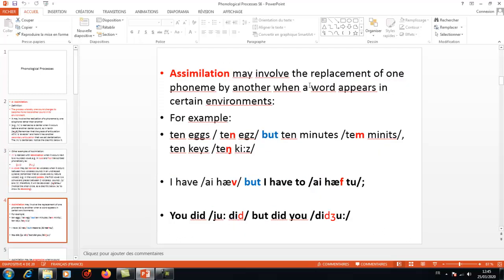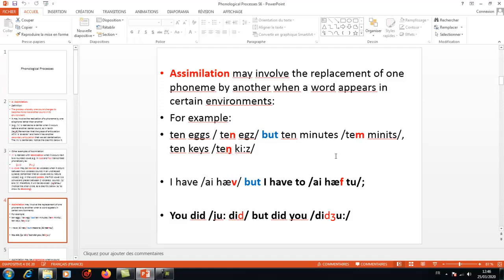Now, assimilation may involve the replacement of one phoneme by another when a word appears in certain environments. For example, we can say ten eggs. Look at the n of ten. It's a pure alveolar sound. But in this phrase, ten minutes, normally it's not pronounced as ten, it's tem minutes. Same thing here, in this phrase, ten keys, it becomes teng keys. So in both examples here, the n is changed, is replaced by m and here by ng.